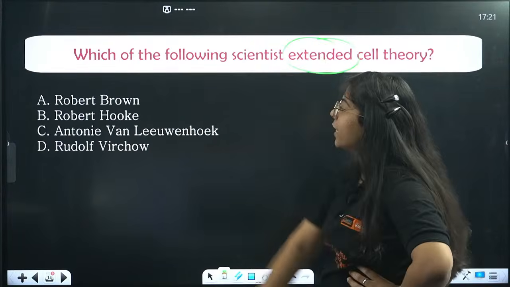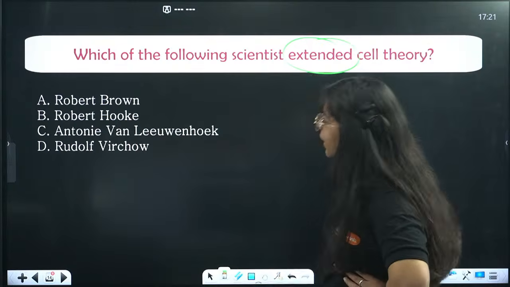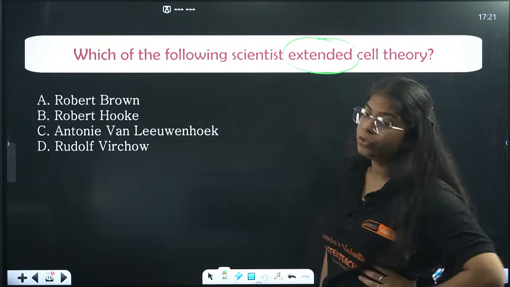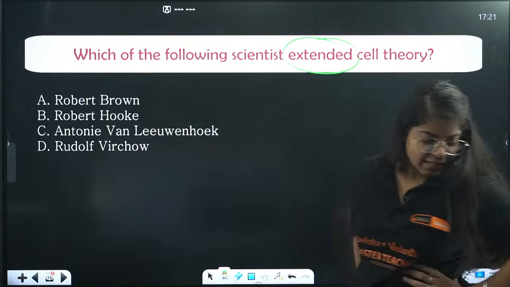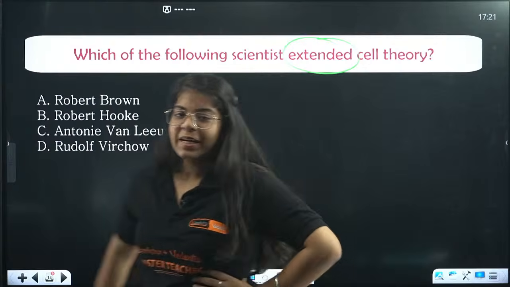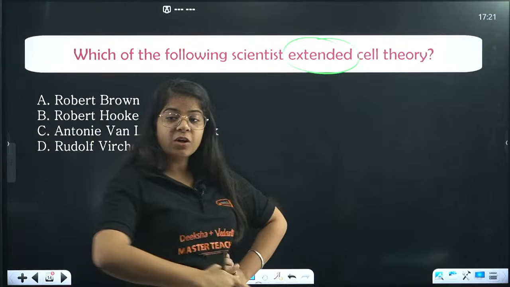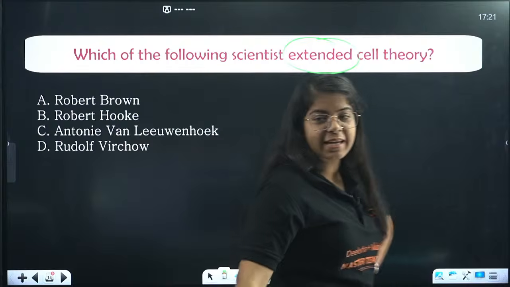Extended the cell theory: Robert Brown, Robert Hooke, Antonio van Leeuwenhoek, or Rudolf Virchow. Okay, Dhruv is ready. Everyone else? Okay, Dhruv, let me know the answer. Robert Hooke, Dhruv is saying.